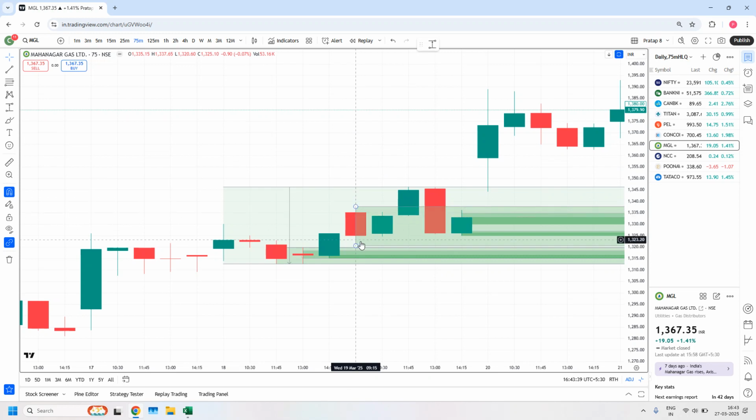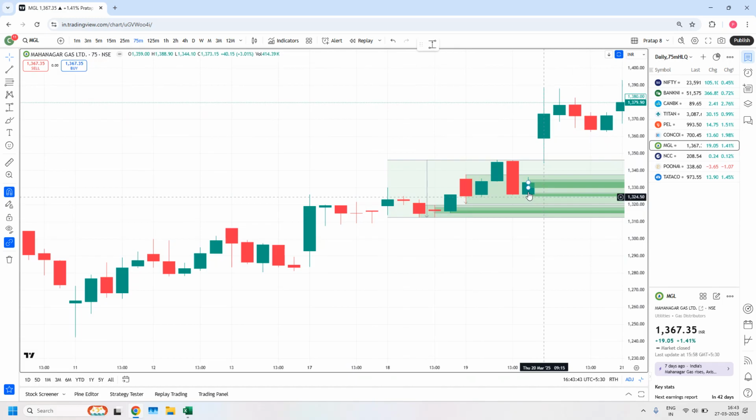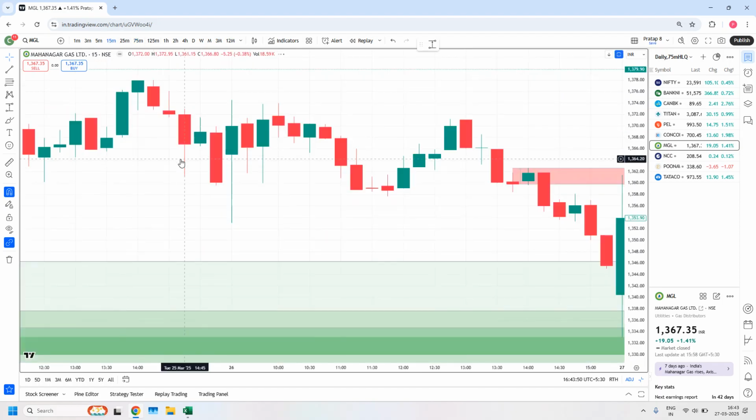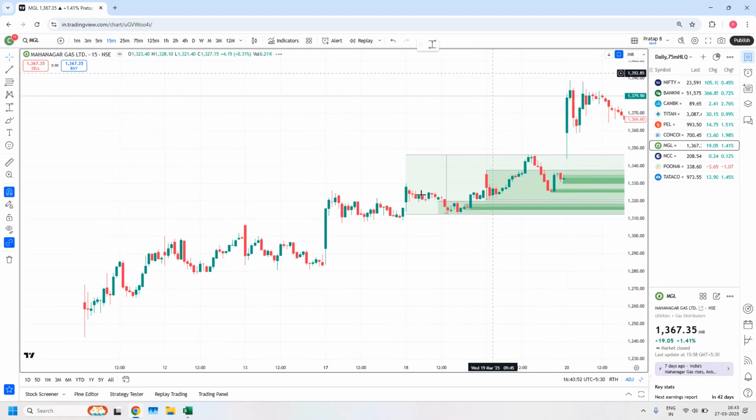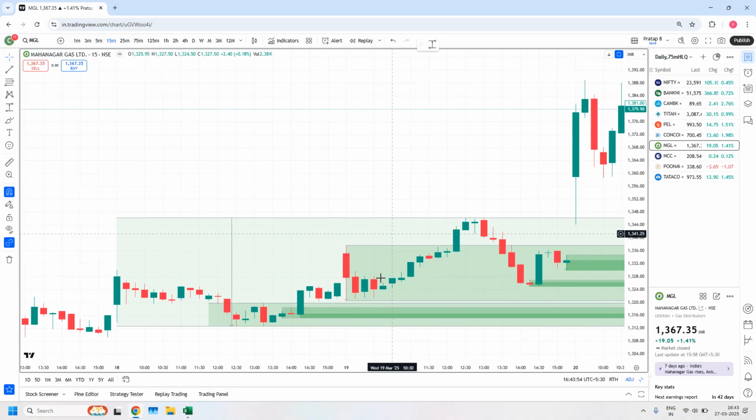Okay, this is the 75 minutes demand zone according to the software. Drop base rally, this is the LOTL zone, same 75. Now let me go to the 15 minutes. Still the analysis is the same. See, inside this 75, we have a drop base rally 15 minutes, again drop base rally 15 minutes.